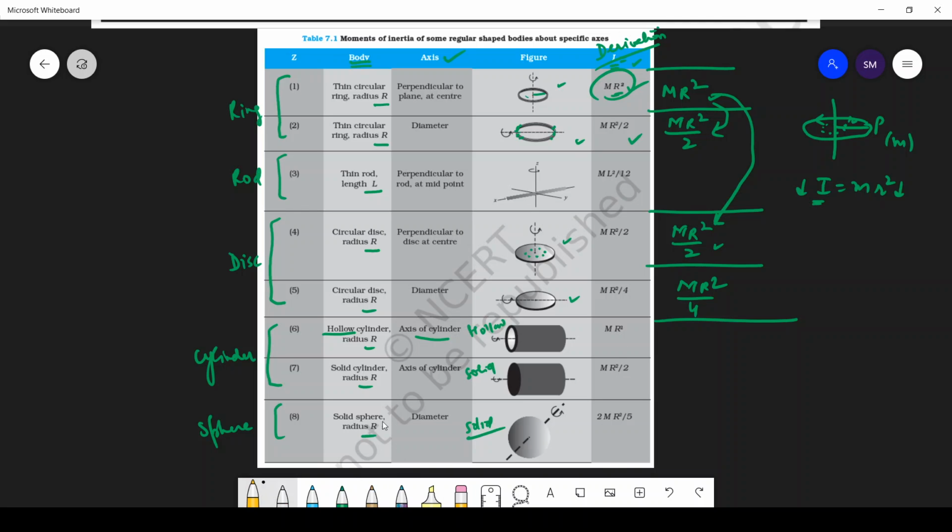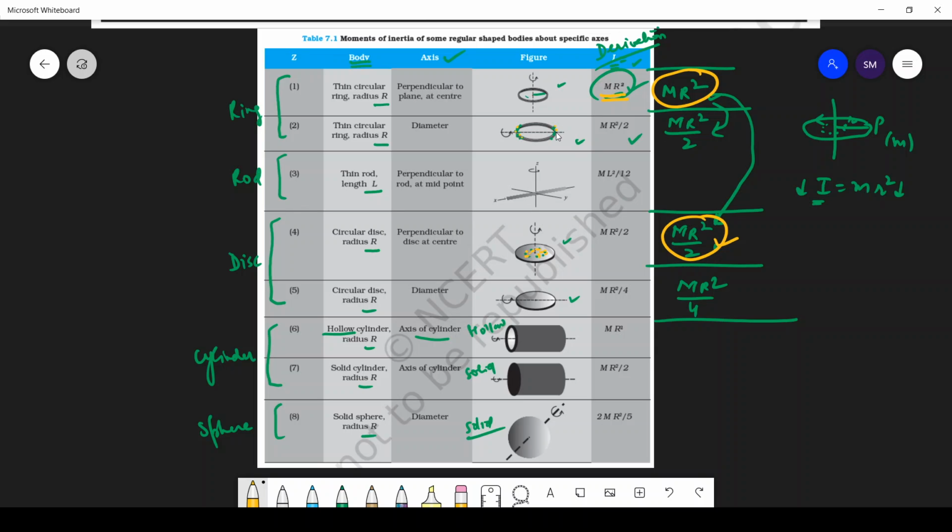The very simple way I have told you is that if it is perpendicular to the plane at the center, then it is mr square. Okay. So here in case of the disk, as this is filled, the moment of inertia will be lesser. So the moment of inertia, which was mr square over here, I have simply divided by 2.